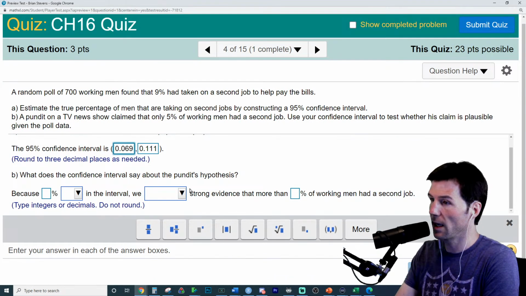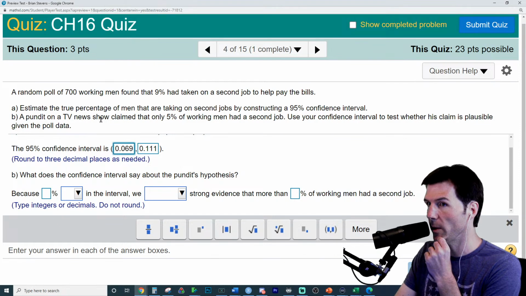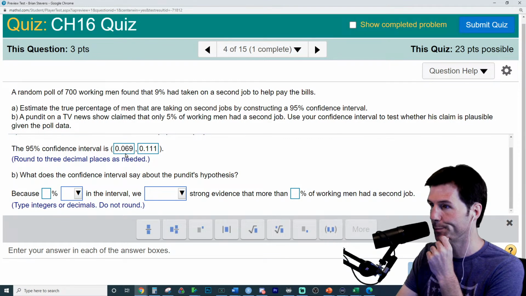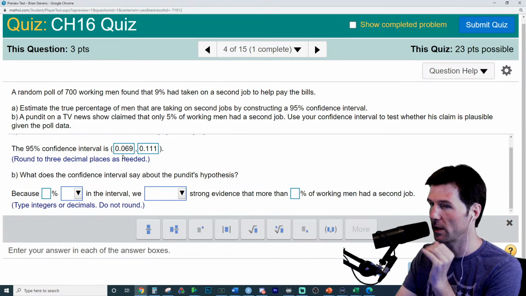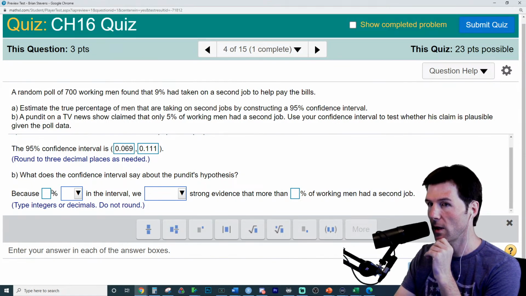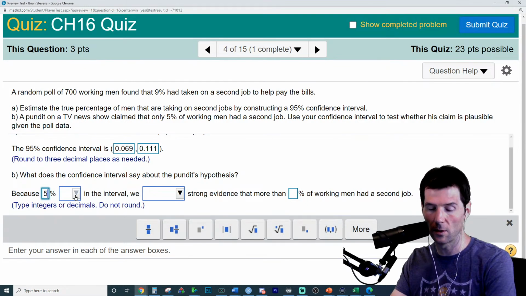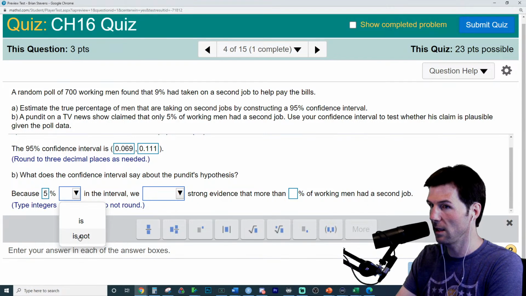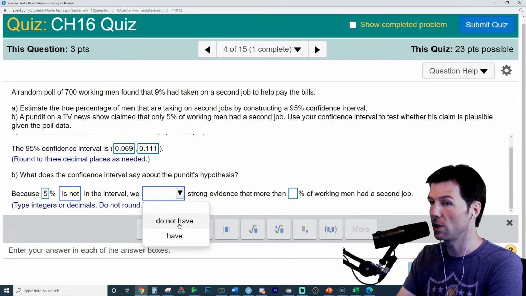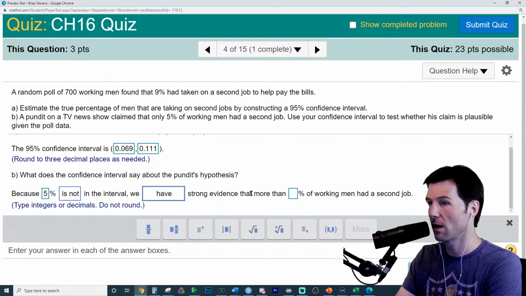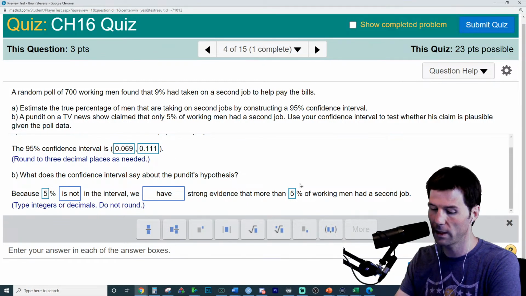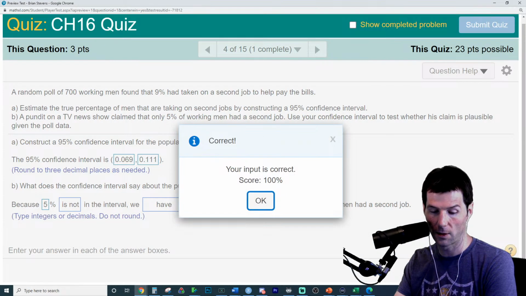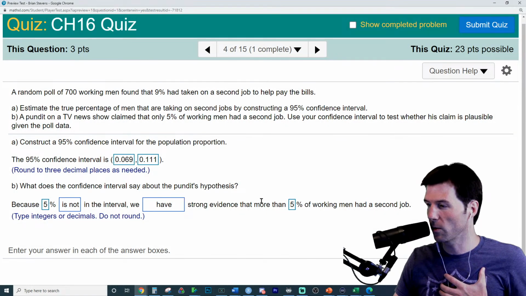So what does this mean? And we'll do the test here next really quickly. What does this mean about the claim of 5%? 5% is not in our interval. So what are you going to do if I'm saying I think it's somewhere between 6.9 and 11.1%? Because 5% is not in the interval, we can reject it, as in we have evidence that more than 5% of working men have a job. I think that's got everything correct. Good. A little bit afraid I went a little bit quick there at the end.